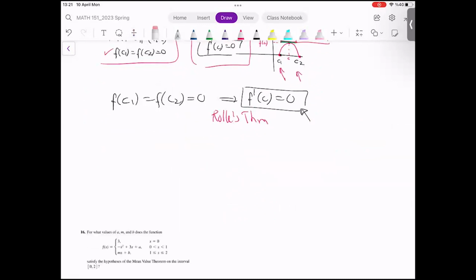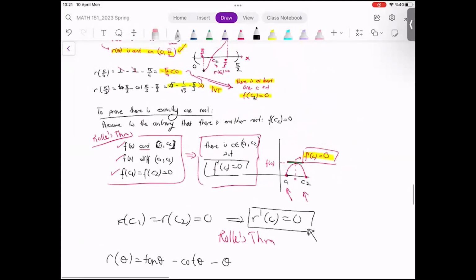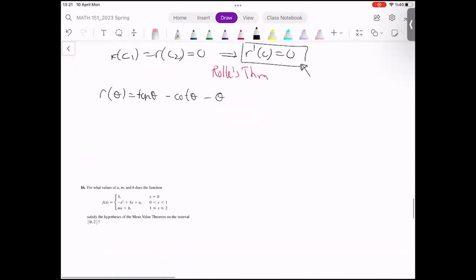By the way, can I change this f to r because r is the name of our function, you know? Okay, r of theta is given as tangent theta minus cotangent theta minus theta, right? It was like that. Yeah. Okay, let's compute its first derivative. Derivative of tangent is secant square theta. Derivative of cotangent is similarly cosecant square theta with an extra minus sign. So this becomes positive, -1.